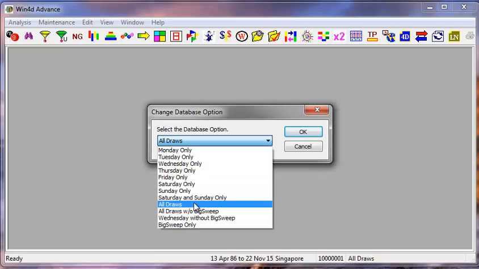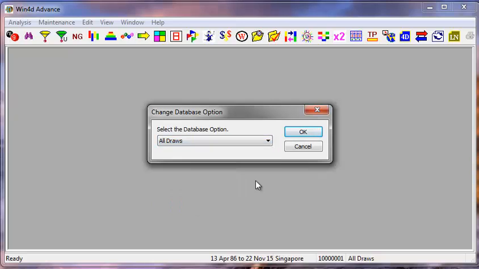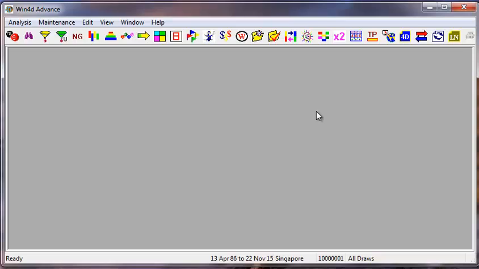Now let's close this. Now I will also click this change database options here. Here will basically show you that we got all categories. We categorize the results according to different types of data that you want to see. But for today, I'll use the all draws.